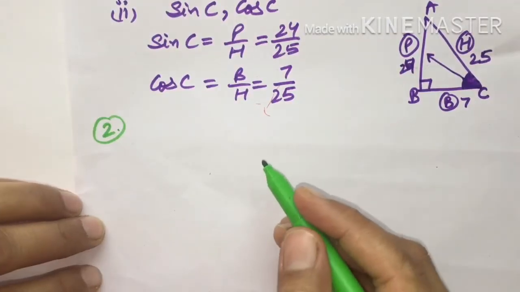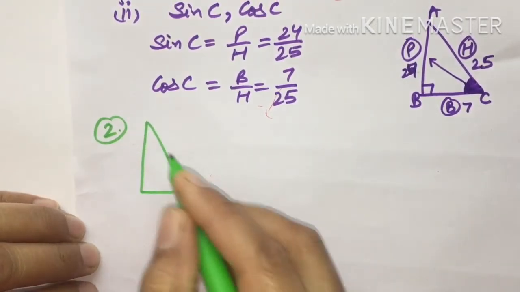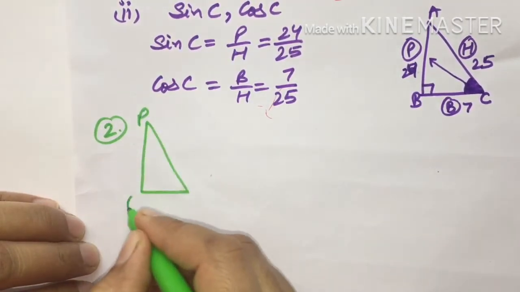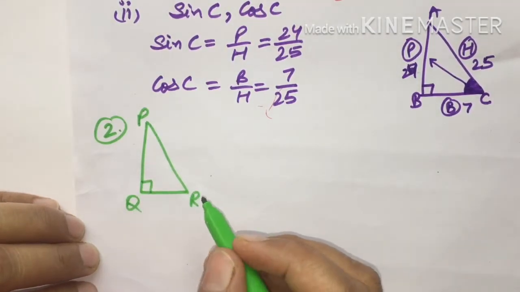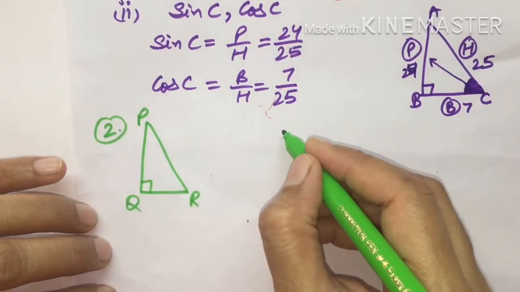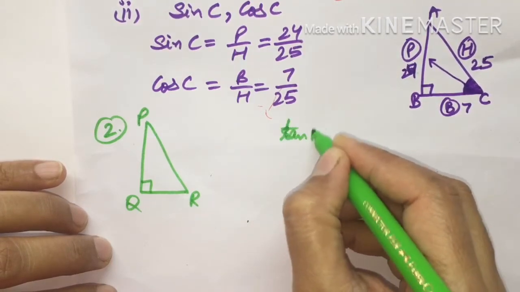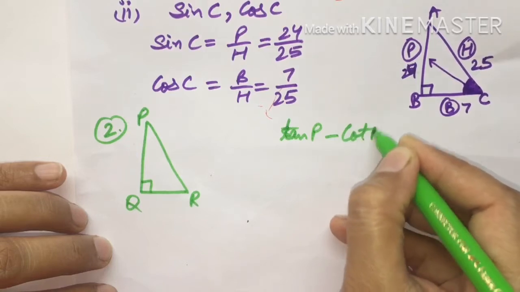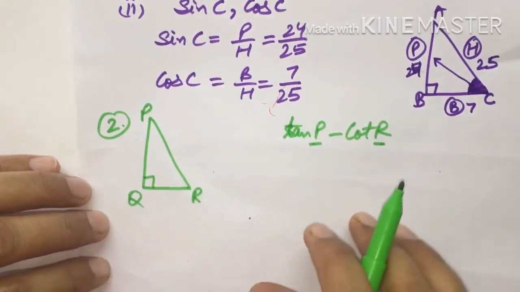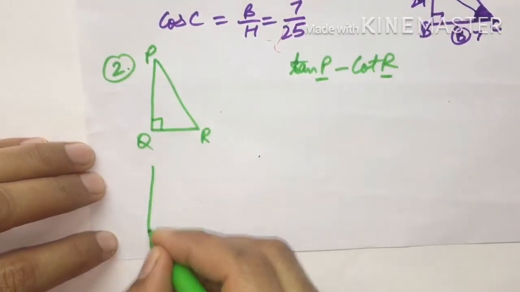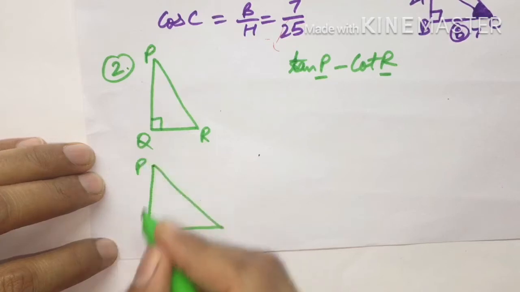Question number 2. In question number 2, the triangle is given. Triangle is like that, PQR, right angle at Q. So what we have to find out? We have to find out the value of tan P minus cot R. So the reference angle has changed. So we will make two triangles here. I will show the difference.